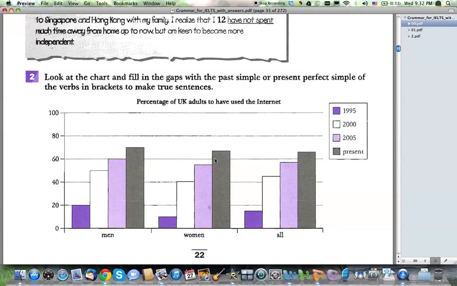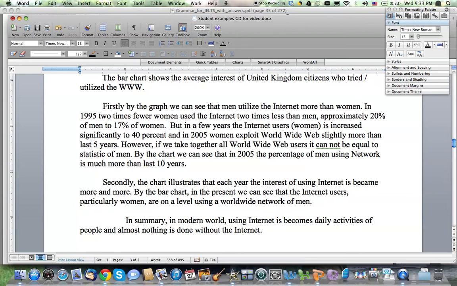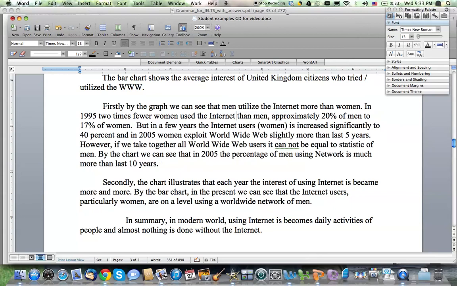So that means if you're an adult and you've used the internet 1 time, you are on this graph. If your grandmother used the internet 1 time, she's on this graph. Of course, if she lives in the UK, that is. So I think we need to change this. So in 1995, 2 times fewer women use the internet than men. Approximately 20% of men to 17% of women. I like the word approximately here because we don't know the exact figures.